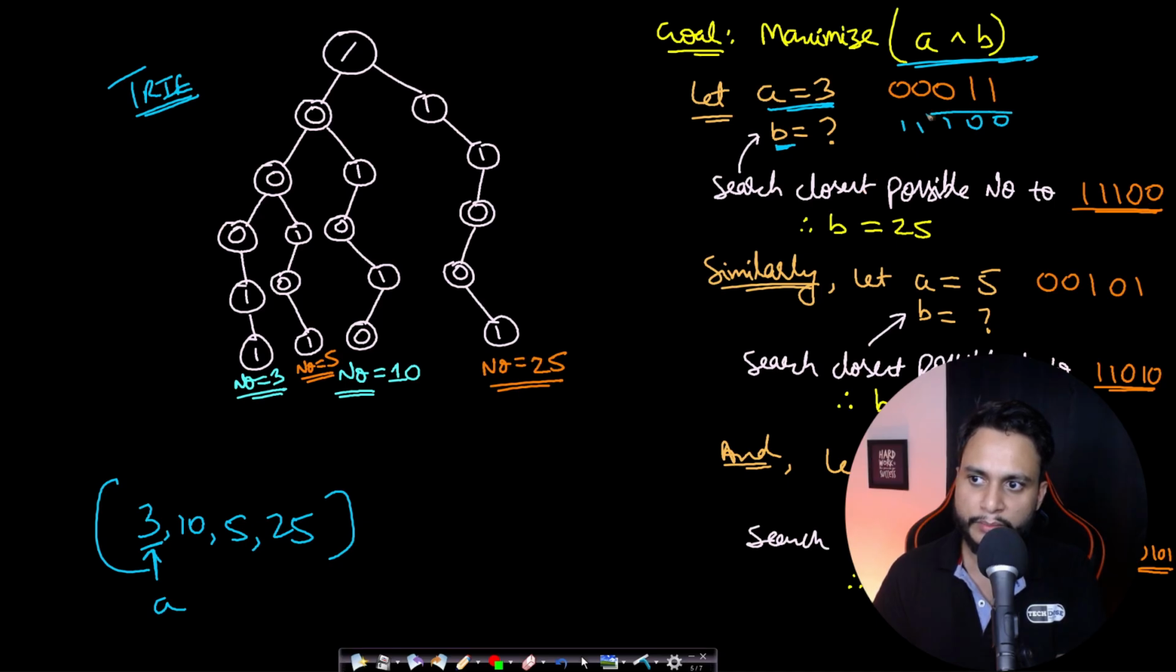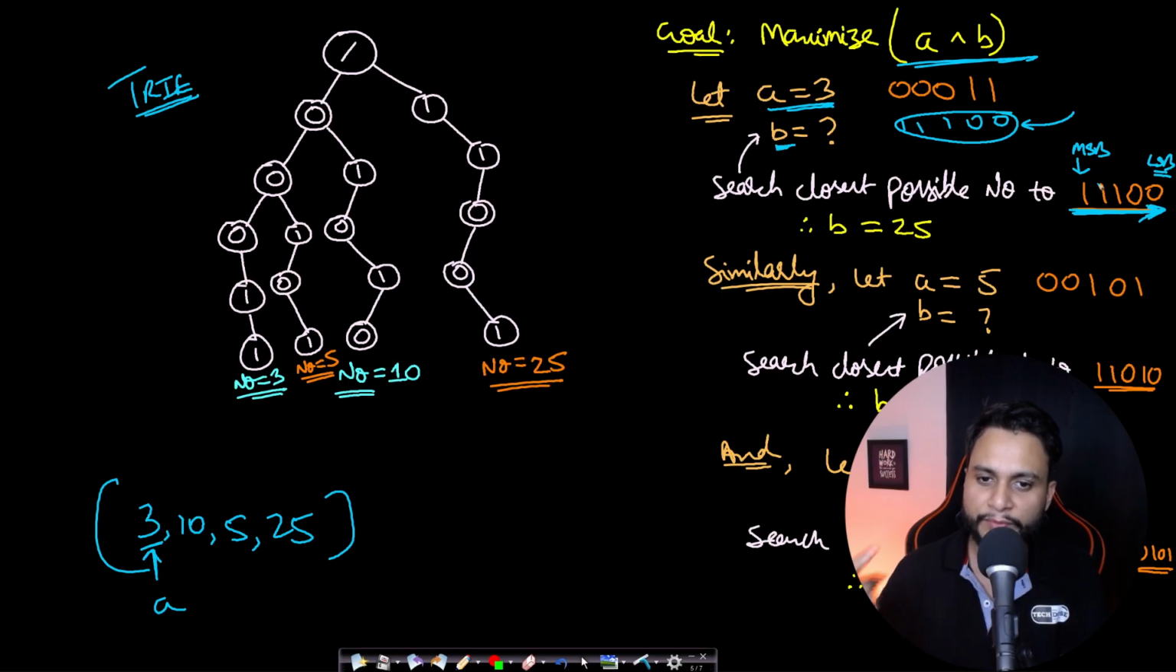But this number may not be present in your array. It may be present, it may not be present. So if it is not present, then we want to get a different number which is as close as possible to this optimal answer. And how do we get that? We will be searching for this 11100 from left to right, from the most significant bit to the least significant bit. Why? Because the most significant bit has the maximum weightage. Hence we will be going from left to right.